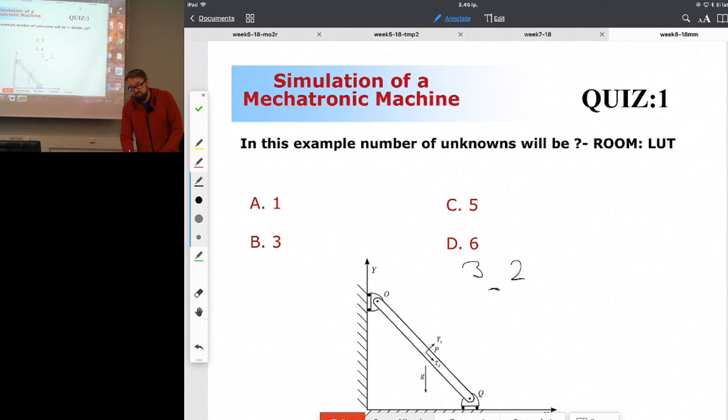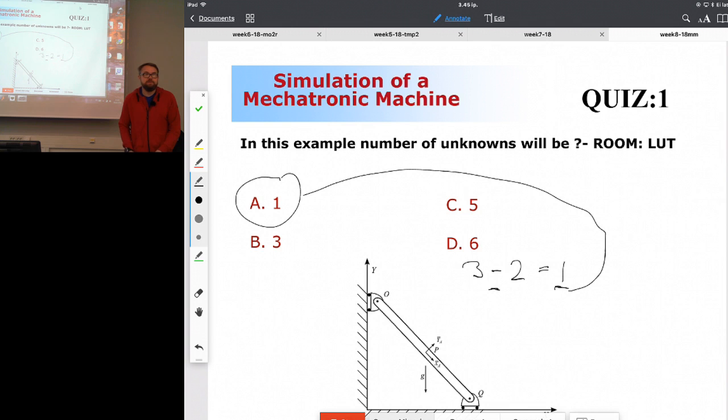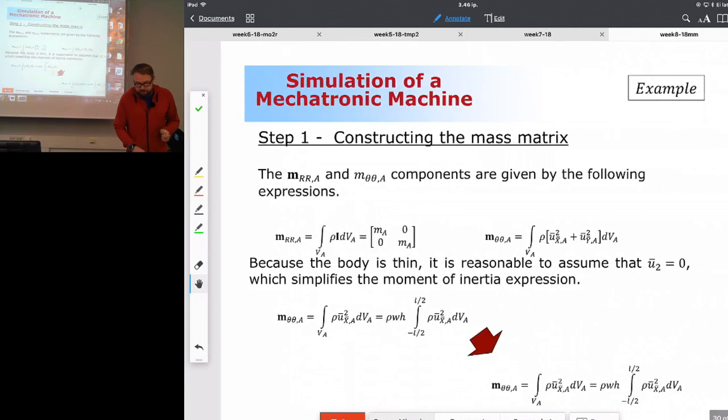Minus. Correct. So it's a minus. 1 is the correct answer. This is a correct answer. So it's a minus. In the alternative technique, which is this augmented formulation, it would be 3 plus 2, 5. Many of you voted this one, but it's not this method. This method gives you only one differential equation. Only one. Okay, so let's practice.